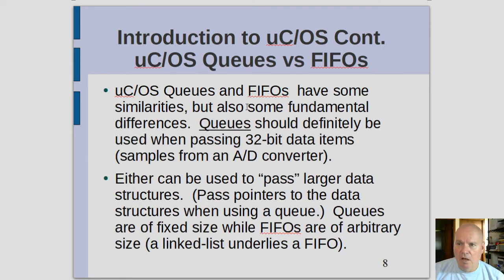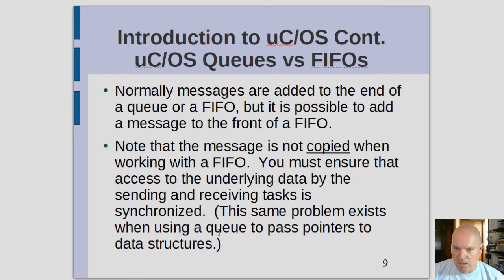Okay, so micro-COS queues versus FIFOs. There are some similarities. Queues should definitely be used when passing 32-bit data items, like samples from an A to D converter. Queues do have a finite size, though. FIFOs, the underlying data structure, is a linked list, so they can be of arbitrary size. FIFOs can be used to pass larger data structures. So can queues if you use pointers to the data structures. Again, queues are a fixed size.